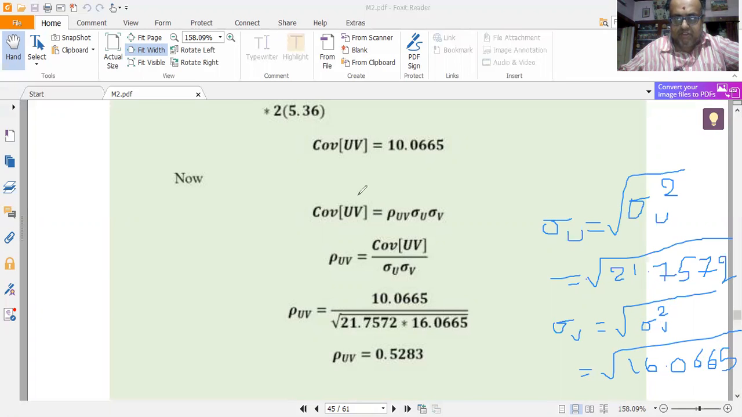So substitute the values of covariance of uv, sigma u and sigma v. Substituting and simplifying gives me rho uv is equal to 0.5283, which is the final answer. Verification is that the correlation coefficient should always lie between -1 and +1 only. So that's the verification.